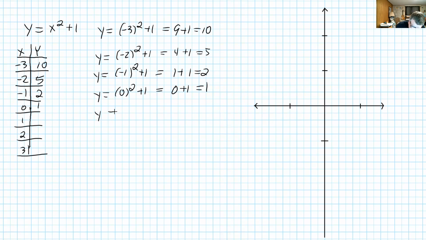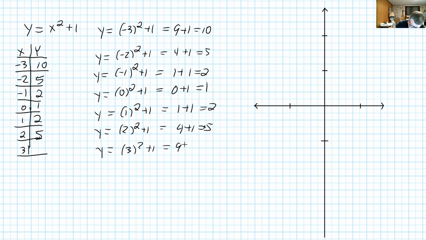If x is +1, y equals 1 squared plus 1, which is 1 plus 1, which is 2. If x is 2, y equals 2 squared plus 1, which is 4 plus 1, which is 5. And if x equals 3, y equals 3 squared plus 1, which is 9 plus 1, which is 10. Notice that we've got the same y values here and here and here. Let's see what this graph looks like.